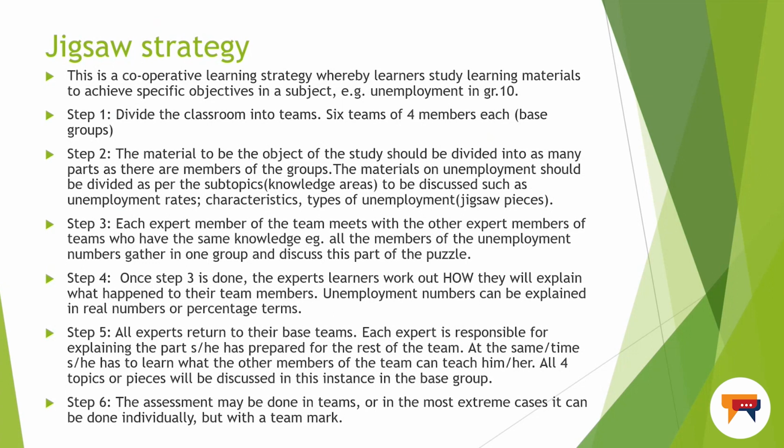So you have 6 teams and you have 4 members. Why do you have 4 members? Because you have a member that is looking at unemployment rates. You have a member that is only looking at the causes of unemployment, a member that is only looking at the types of unemployment, and a member that is only looking at the characteristics of unemployment. And we will see that those members that are looking at a specific aspect of unemployment are called the experts.